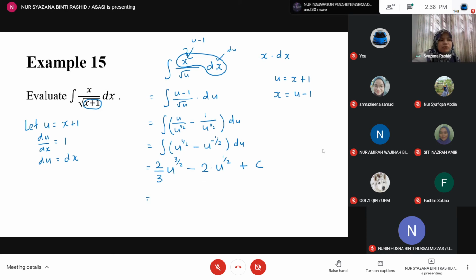Change back into x. Okay, u equals x plus 1. So it becomes 2 over 3 times x plus 1 power 3 over 2, minus 2 times x plus 1 power half, plus c. Okay, is it okay? Any question?